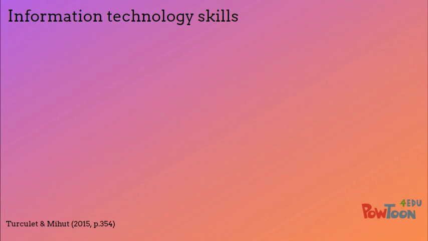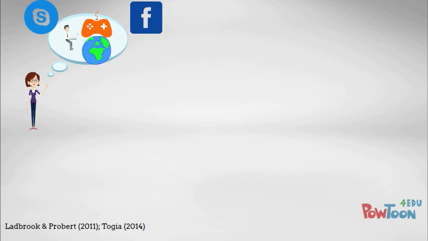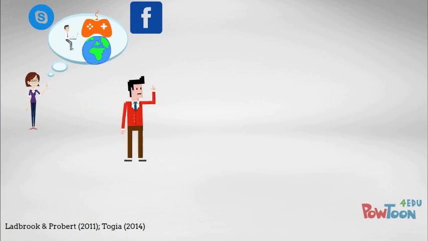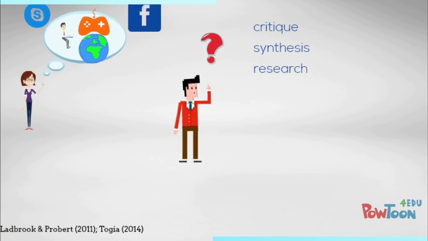Turculit and Myatt state basic information technology skills include the use of computers to retrieve, access, store, produce, present and exchange information and to communicate and participate in collaborative networks via the Internet. Ladbrook and Probert's study shows most teachers believed that a number of their students were better informed, faster and more skillful users of social networks, games, web pages and music sites. But they doubted students' ability to critique, synthesize and report research findings.